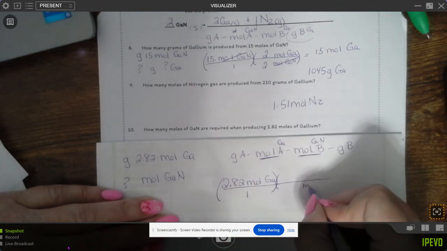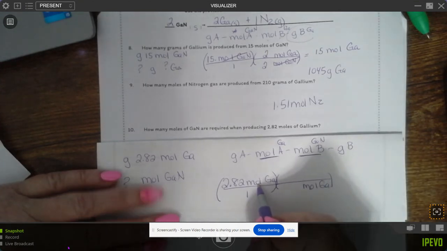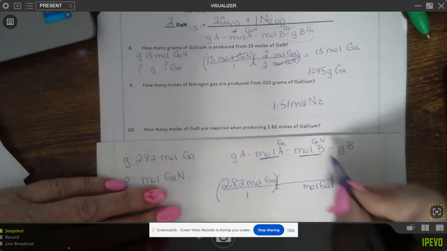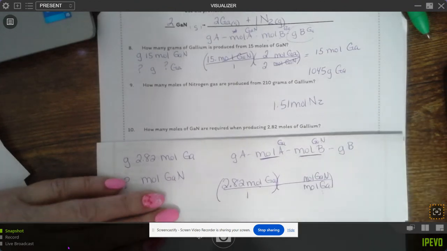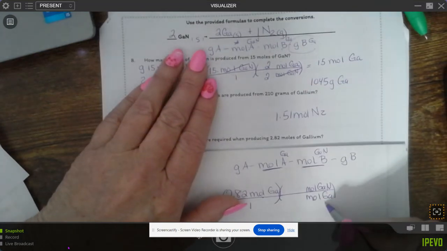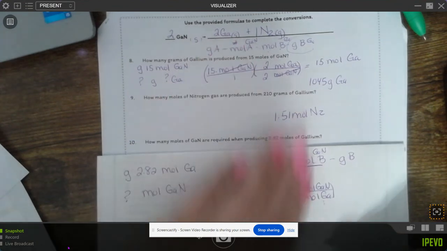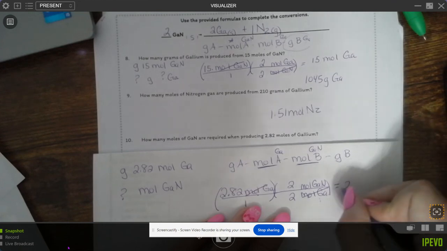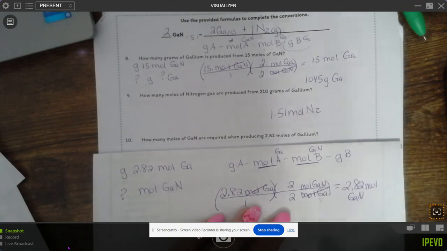Moles of gallium is going to go on the bottom. Again, that is key to getting these problems set up right, guys. Whatever this unit is has to come down here. So moles of gallium on the bottom, moles of gallium nitride on the top. All right, this is where we need to look at our balanced chemical equation. So 2 moles of gallium nitride is 2 moles of gallium. All our moles of gallium cancel out. Our answer is 2.82 moles of gallium nitride.